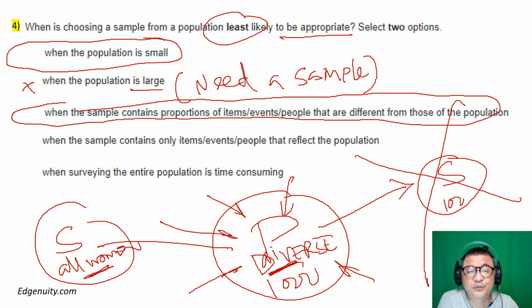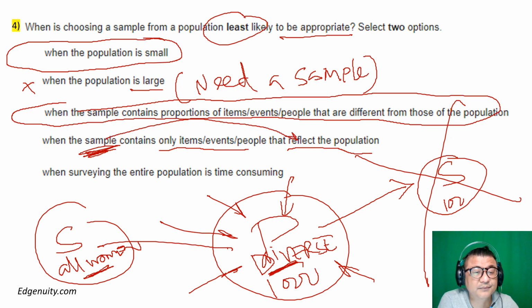Remember, the sample should reflect the population. When the sample contains only items that reflect the population. Yeah, that's the perfect one. The sample reflects the population. So then you need the sample. Now, when surveying the entire population is time consuming. Yeah, you cannot interview 100,000. Therefore, you need the sample. You need it. So these are the least likely two answers.